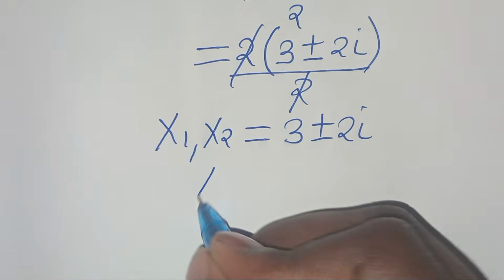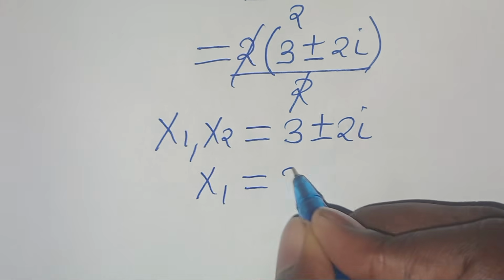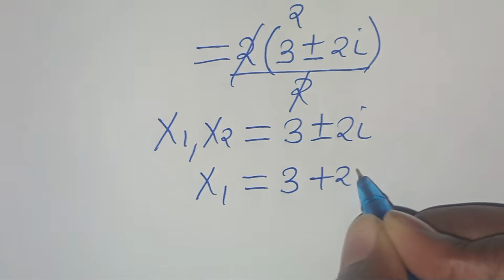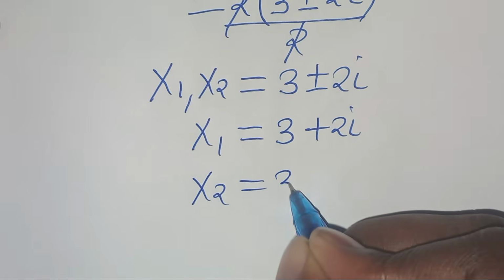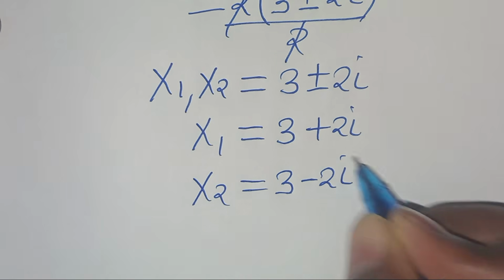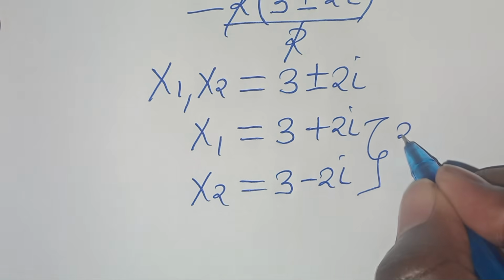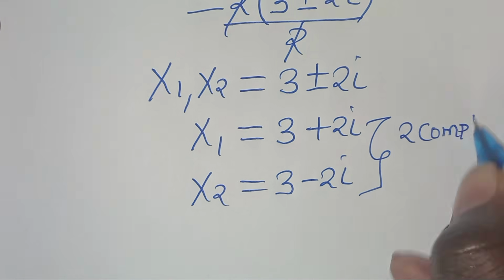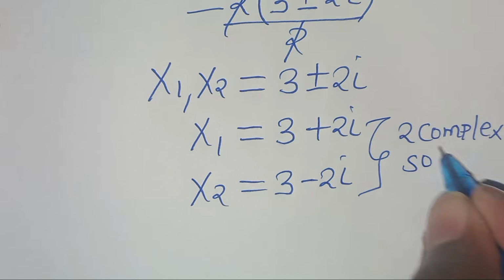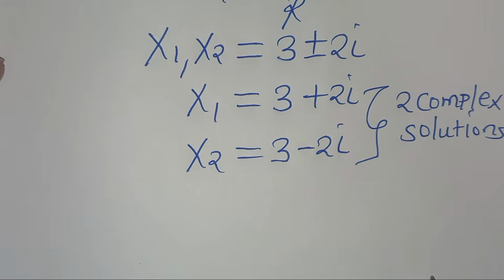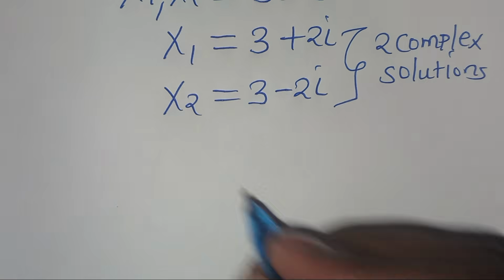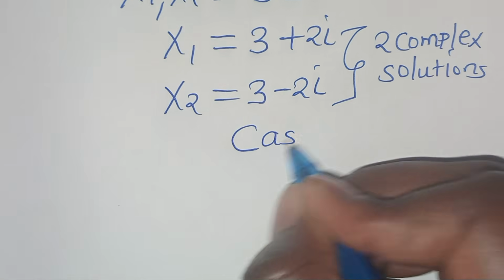So this means that x1 is equal to 3 plus 2i, and x2 is equal to 3 subtract 2i, and you find that these are two complex solutions under case 1. So now let's proceed to case 2 so that we can solve for the other values of x.